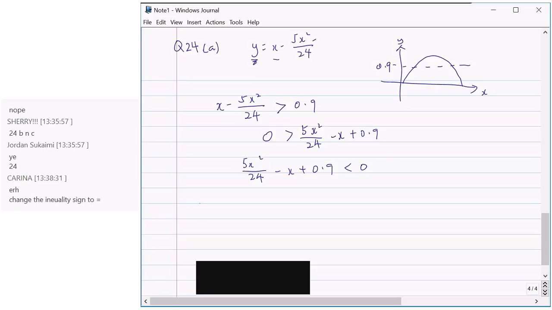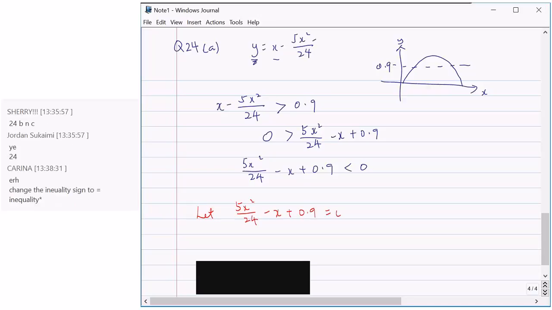Correct. Let the inequality become an equation. Let it be 0, okay? And then I solve for it as if it is an equation. So this one, I think factorization is a bit hard to do. So you either use a calculator or you use the formula.